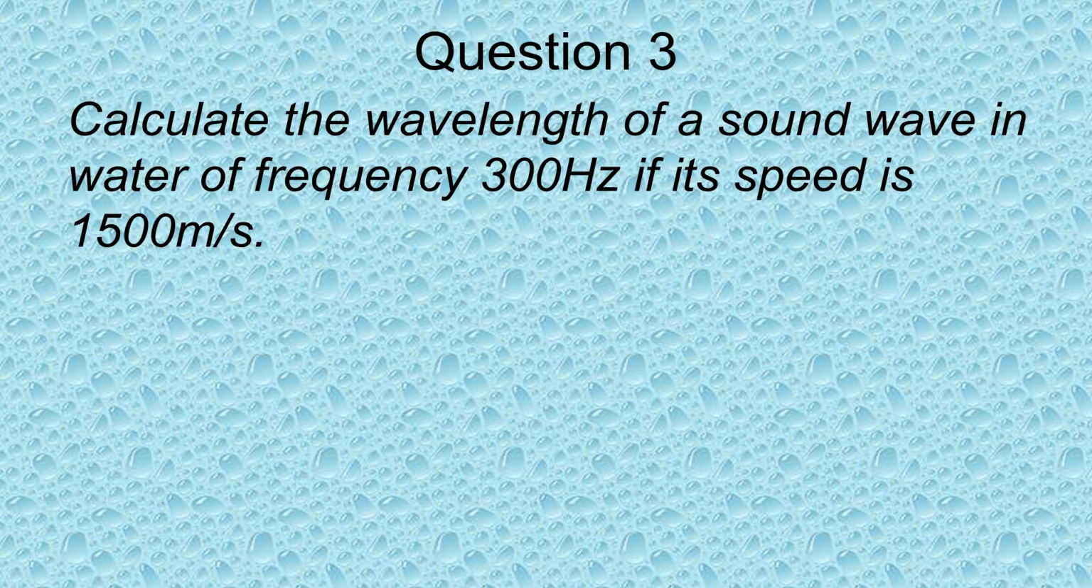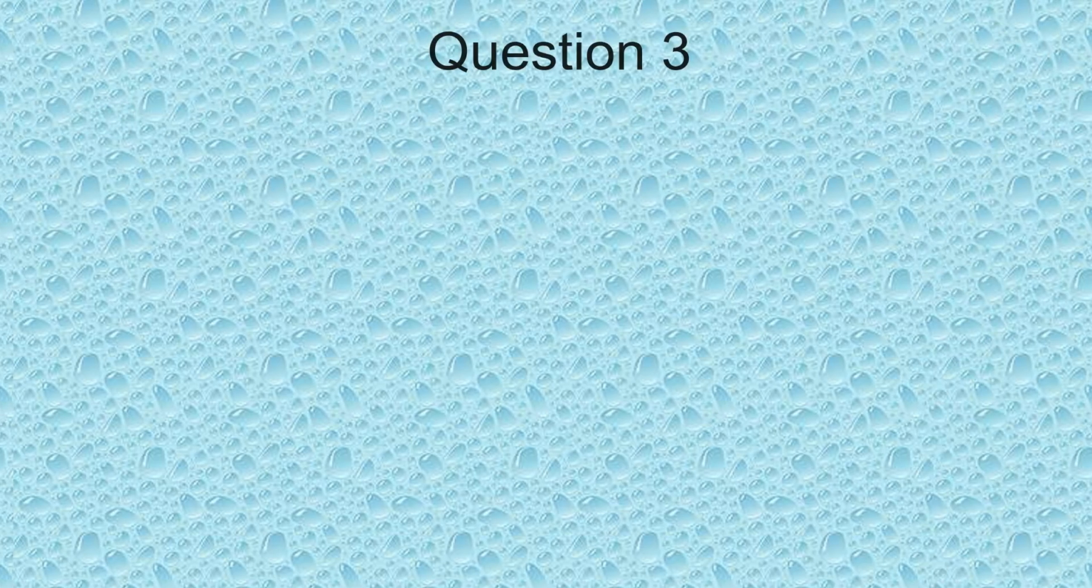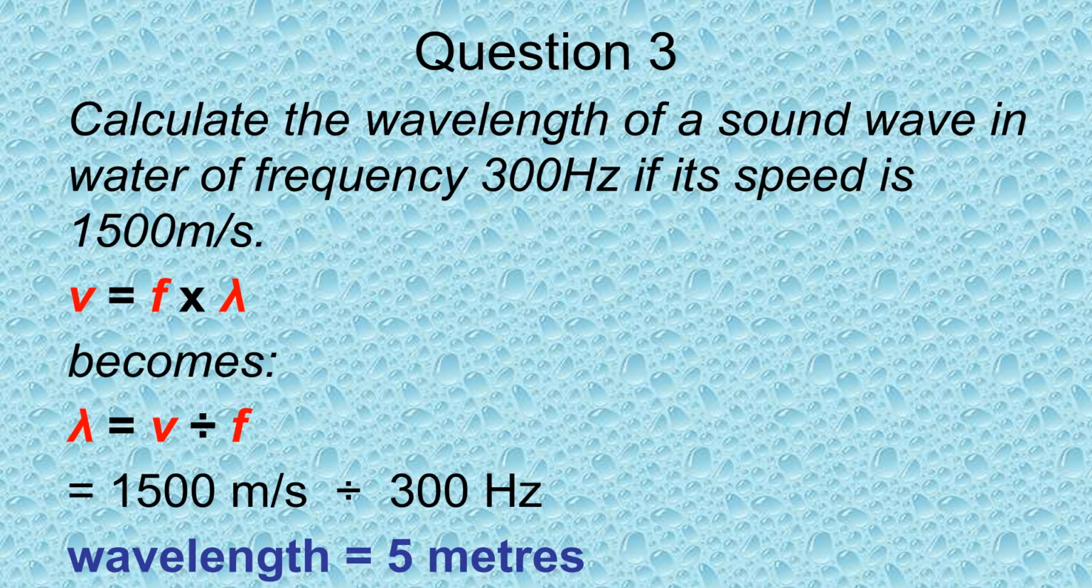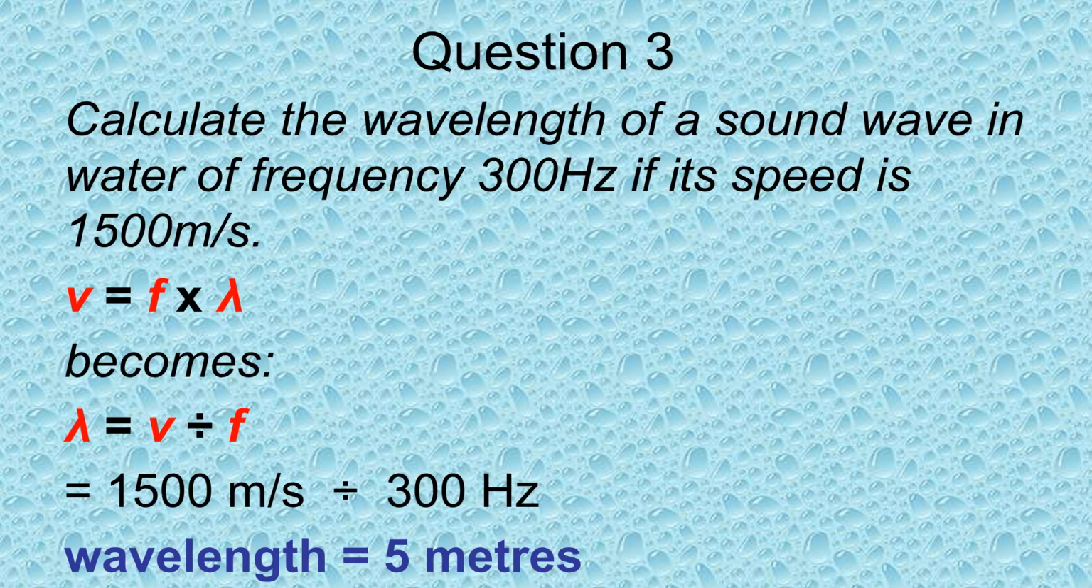Question 3 asks us to calculate the wavelength of a sound wave in water with a frequency of 300 hertz if its speed is 1,500 meters per second. Using the wave equation, we rearrange it to find wavelength, lambda, which equals speed divided by frequency. Dividing 1,500 meters per second by 300 hertz gives a wavelength of 5 meters.